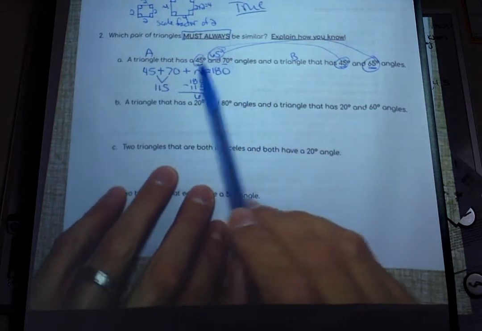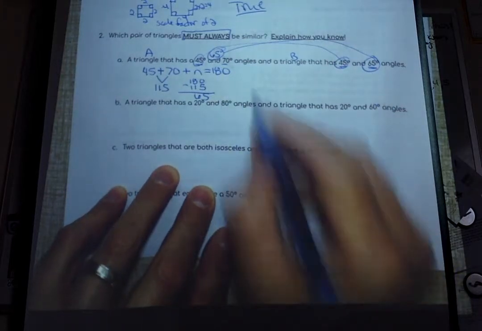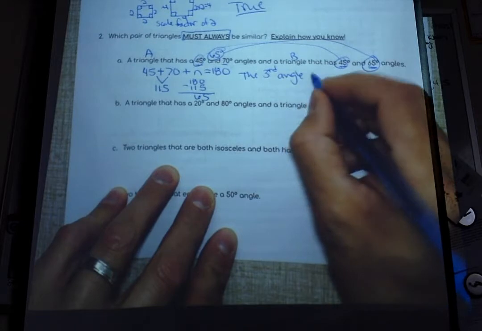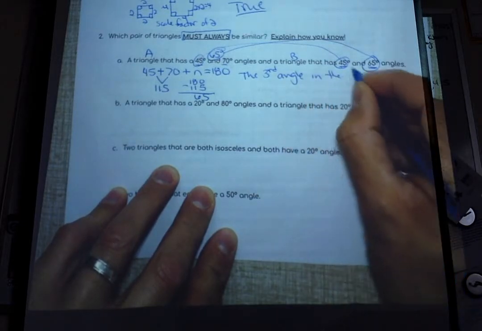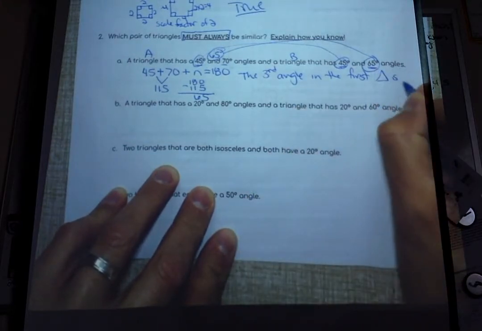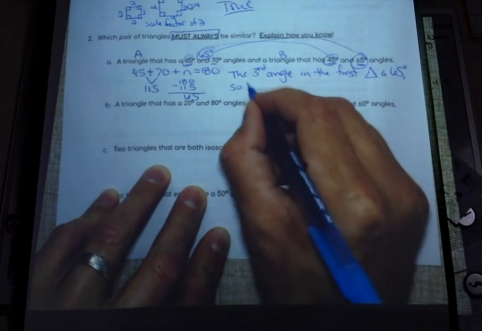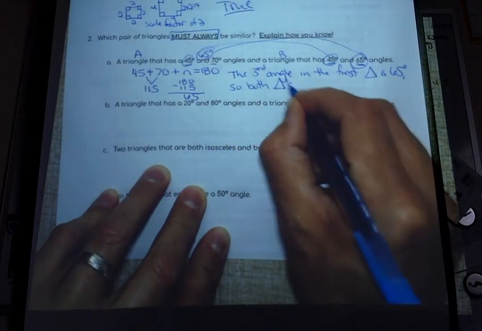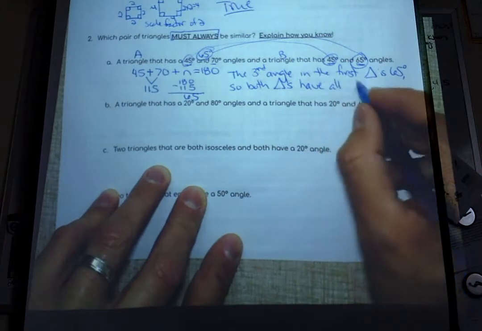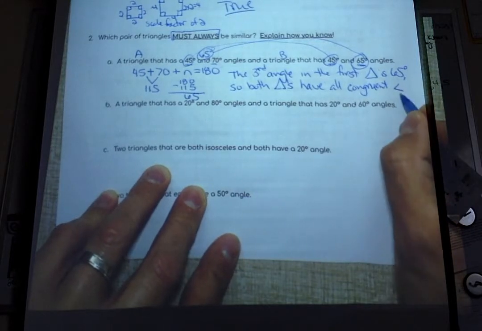If we know that two of the corresponding angles are congruent, the third one must also be congruent. So we can say the third angle in the first triangle is 65 degrees. So both triangles, shortening it up, have all congruent angles. That little sign is angles.